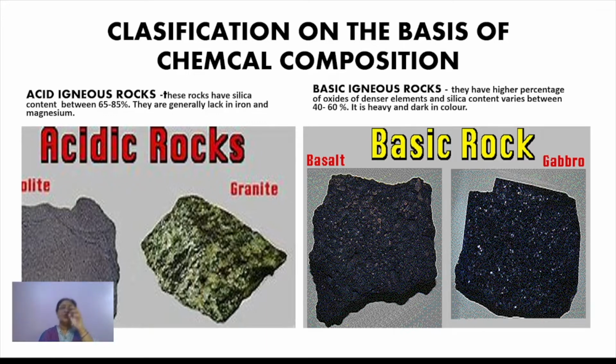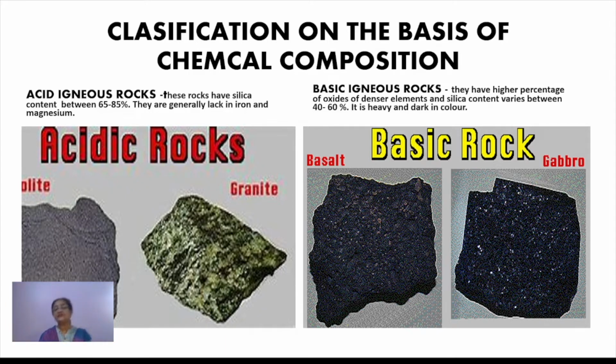Now what is acid igneous rock? Acid igneous rock has a high content of silica, almost 65 to 85 or 90% of it. That is only silica, and besides that, the rest of the percentage is covered by other matter, especially the oxides of heavy metals like iron and magnesium. So that is called the acid igneous rock.